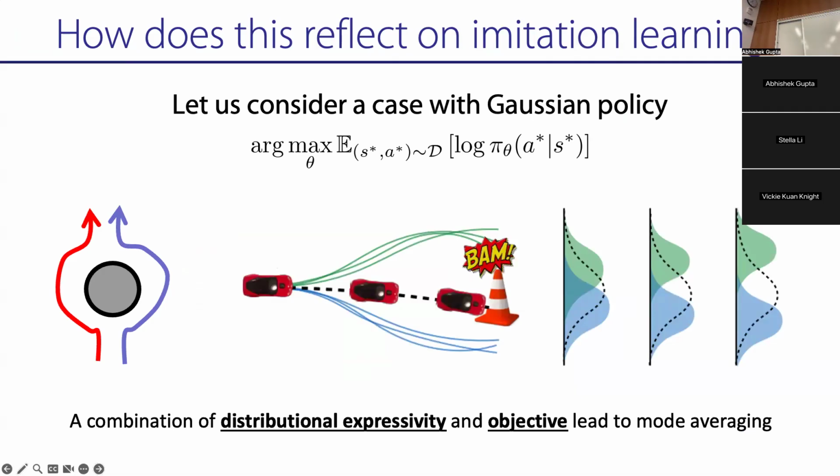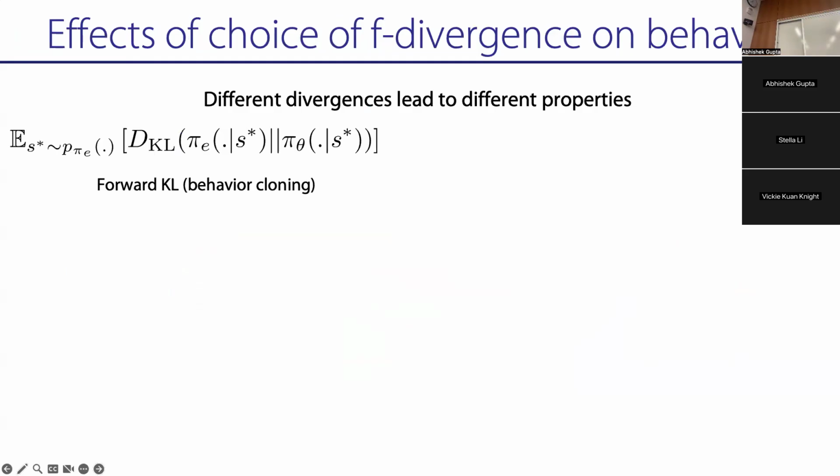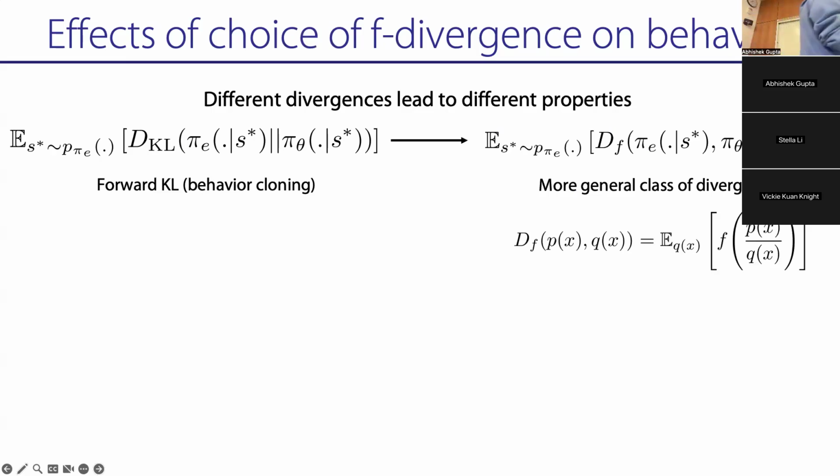Okay. So the first thing we did is we tried to show that the maximum likelihood objective boils down to something called the forward KL divergence, right? And we said the forward KL divergence is what we do in behavior cloning, but it's one instance of a broader class of divergences, which are these F divergences. An F divergence is basically any divergence of the form expectation under Q of F of P over Q, and different choices of F will lead to different divergences.